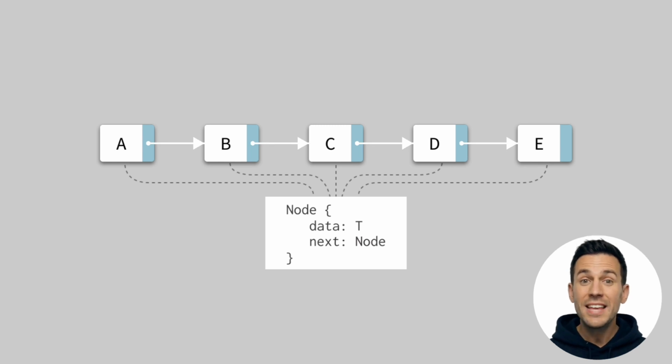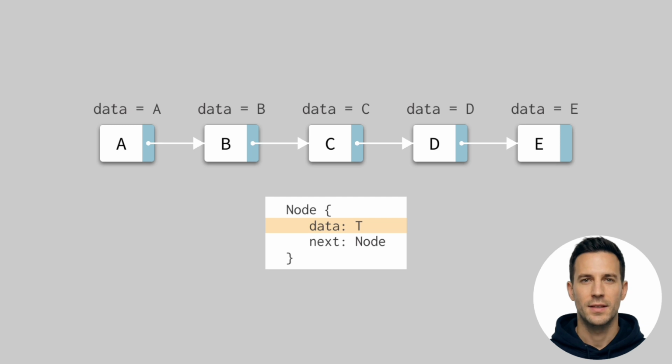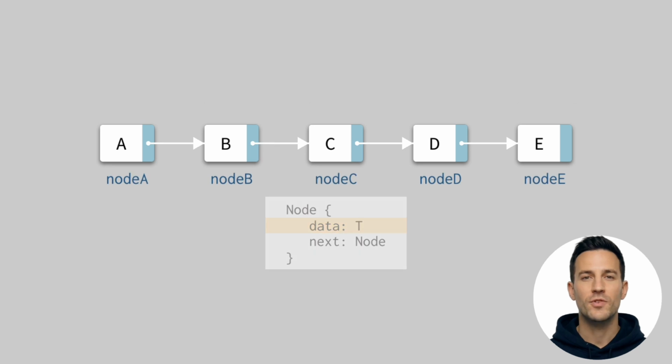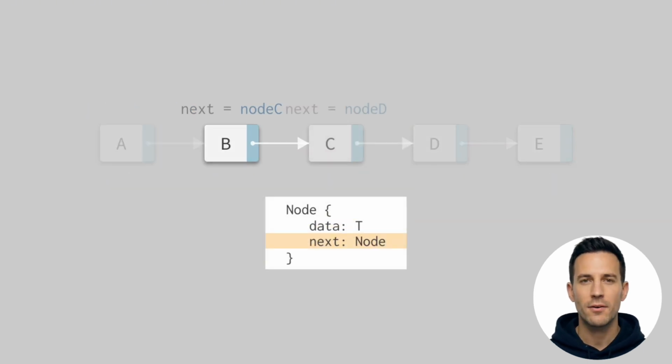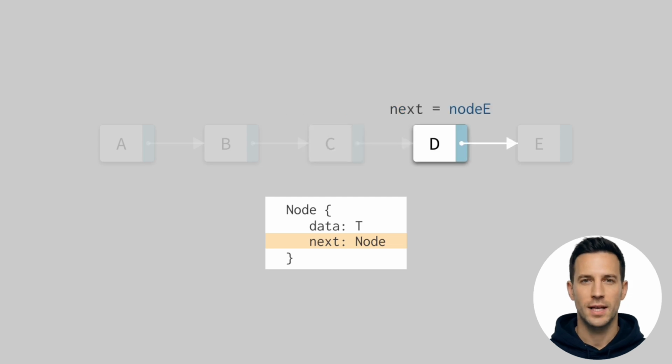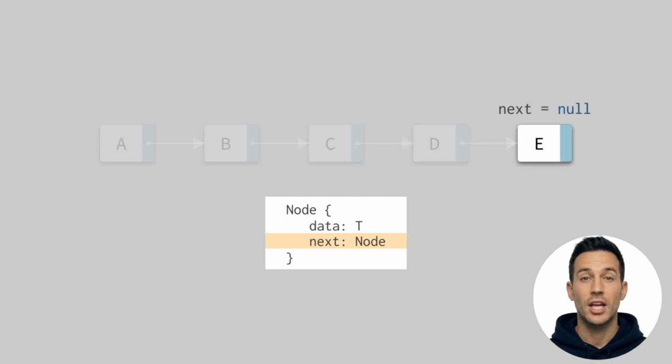The data can be anything, characters, numbers, strings. In our case, the data are letters A, B, C, D, and E. We'll name each node after its data, node A, node B, and so on, just to keep things clear. Now, node A's next points to node B. Node B points to node C. See the pattern? Each node only knows one thing. Who's next? In node E, its next is null. That's how we know this is the end of the list.